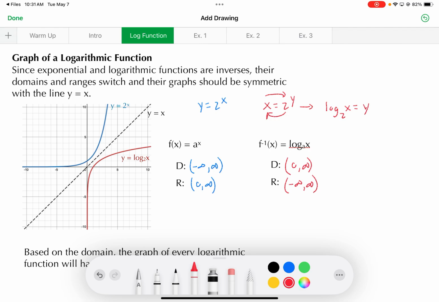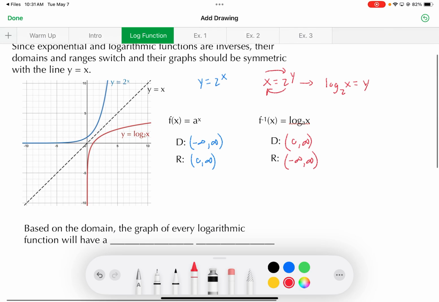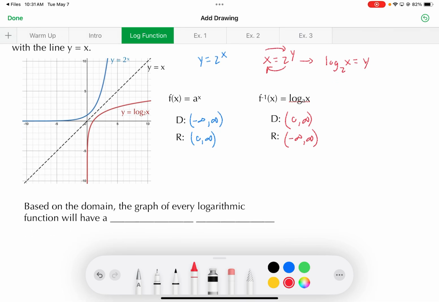Now, one thing we should notice from the red curve, and its domain of 0 to infinity, is that we now have a vertical asymptote on the graph of a logarithmic function. All log functions will have a vertical asymptote, whereas the exponentials had a horizontal one.